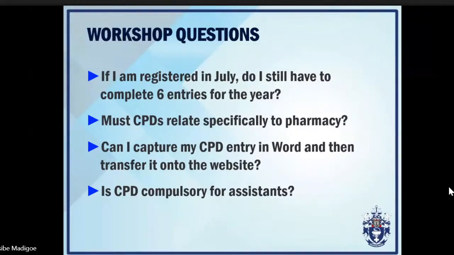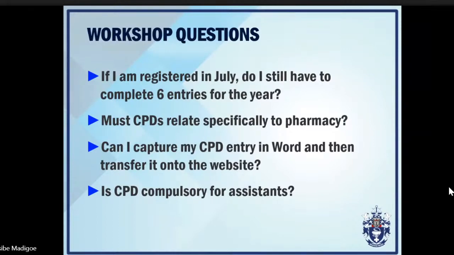Can I capture my CPD entry in Word and then transfer it onto the website? Well, we will not know that you had previously captured it in Word, so this one is not an issue for us. What we want is for your CPD activities to be there. But what you need to know is that you will not be able to upload a Word document on the CPD system. You will need to follow the steps in order to complete your CPD activity.